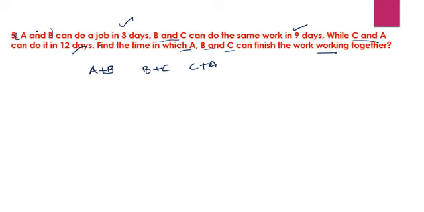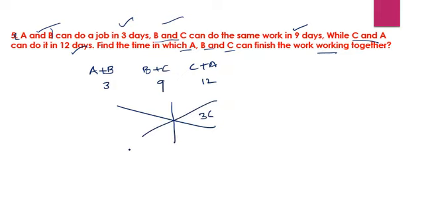Why? Because here it's given as A and B, B and C, and C and A. So A and B is given as 3 days, and here it is 9 days and 12. Take LCM of these three. LCM will be 36. So 3 12s, 9 4s, and 12 3s.